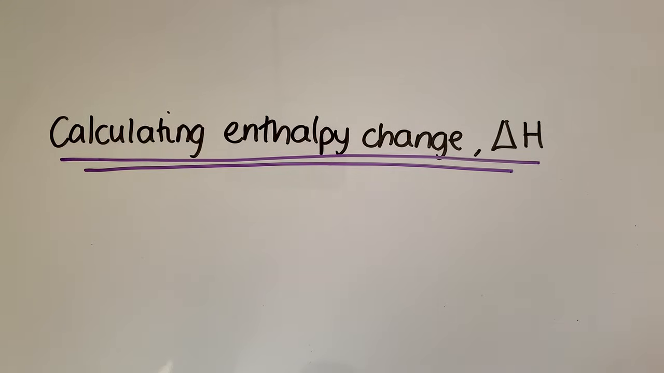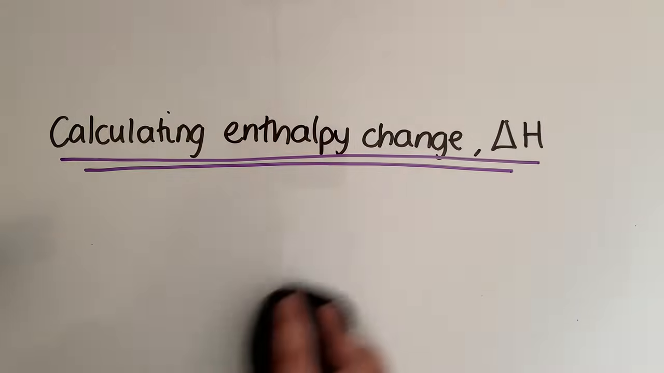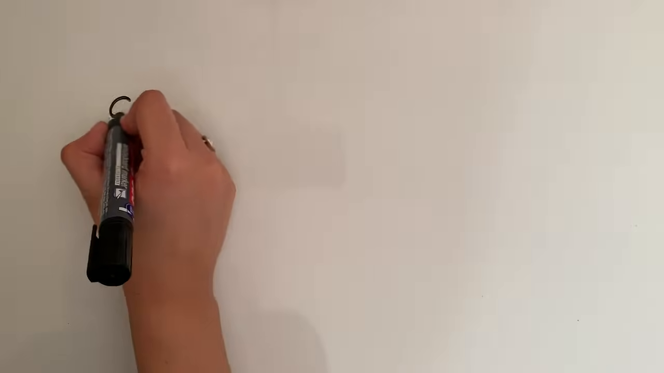in this video. And then in later videos, we're going to have a look at how we can calculate the enthalpy change for specific types of reactions. So let's have a look at how we can calculate enthalpy change. Now, in order to calculate enthalpy change, the first thing we need to do is calculate the energy change. So the equation for calculating energy change starts off with Q.